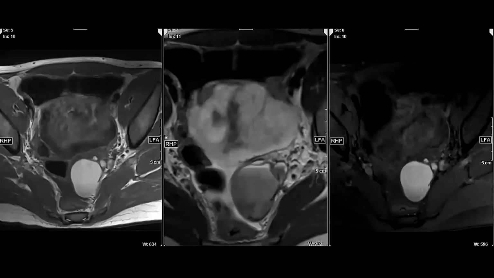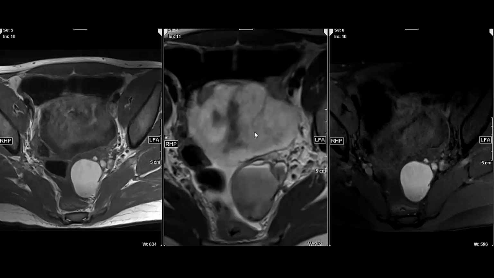This was a female patient who presented with long-standing pelvic pain. We did an MRI for her. She initially had an ultrasound. We saw something on the ultrasound. We saw a cystic lesion with internal echoes. We were not sure exactly what it was. So what we did is we went ahead and did the MR.